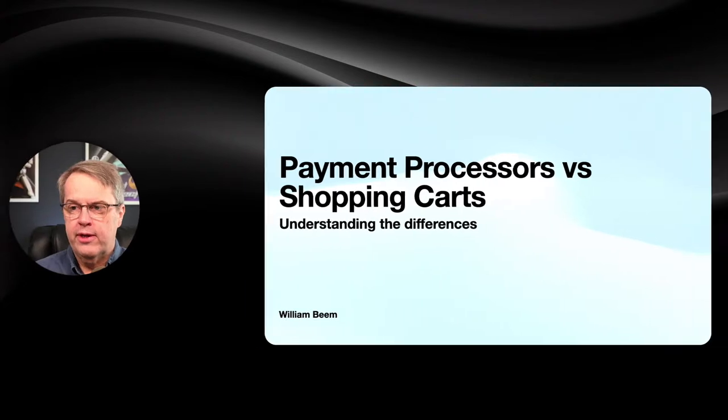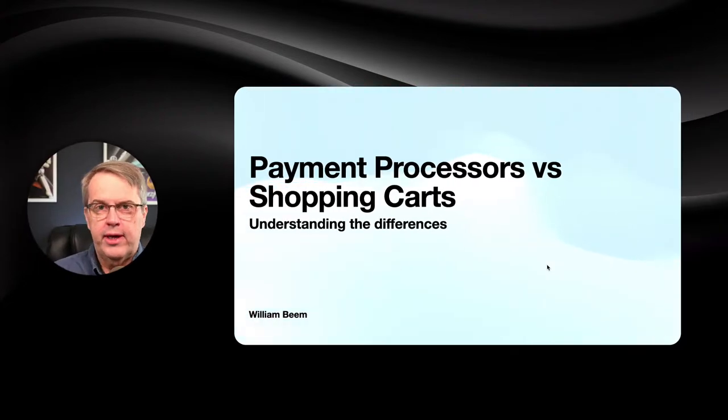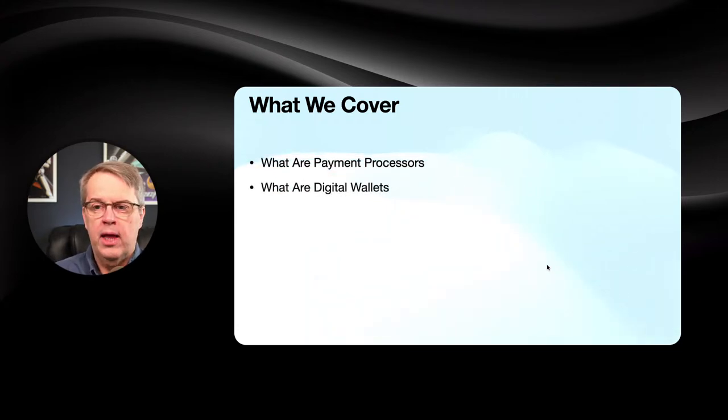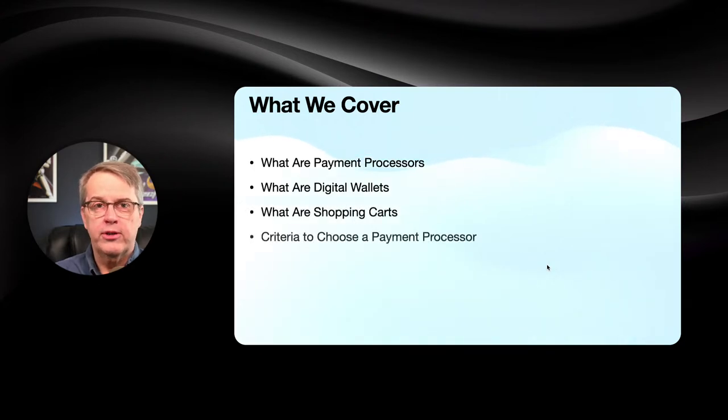So let me click over here, and let's go ahead with this little slideshow part. So here's what we cover. What are payment processors? Exactly what do they do? What are digital wallets? The digital wallets would be things like Apple Pay, Google Pay, and even PayPal is a digital wallet. So what are shopping carts?